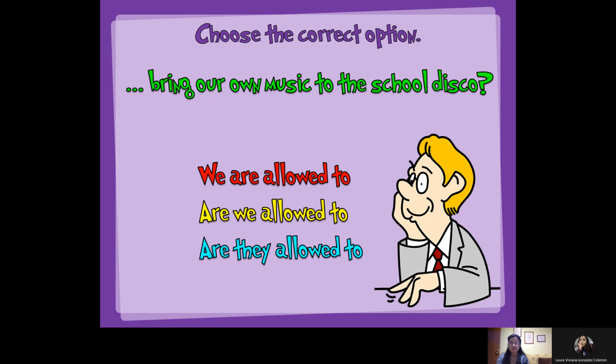What is it? Remember, how do you start the question? Remember that you say, bring our own music to the school disco. We are allowed to bring our own music. Remember, that is a question. It's a question, Laurita. Are they allowed? Remember that it says, bring our own music. Our goes with we.